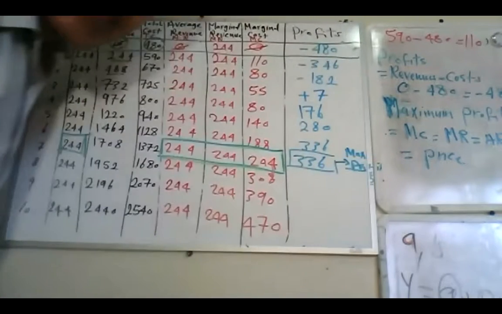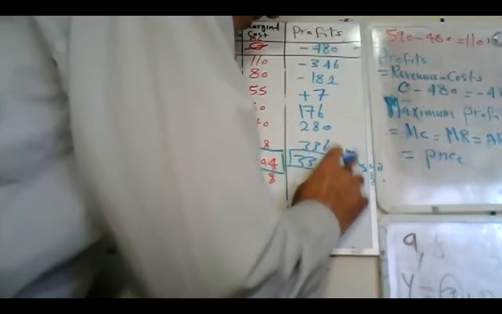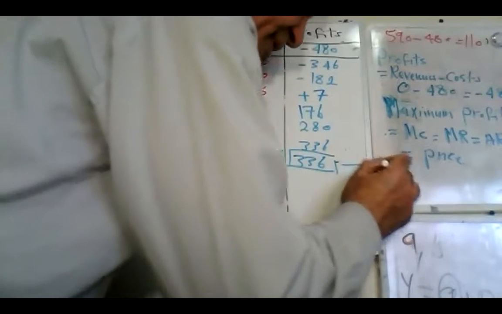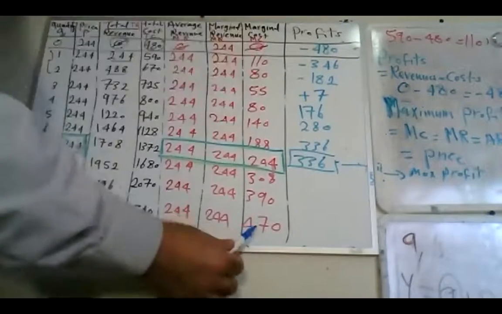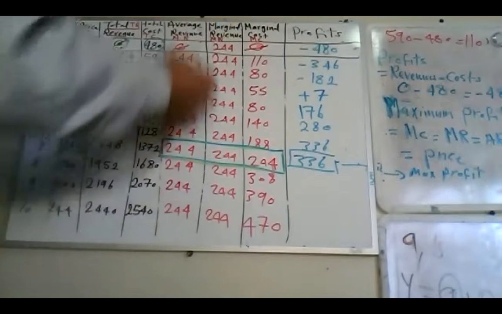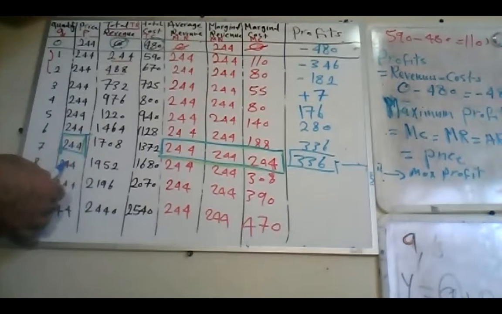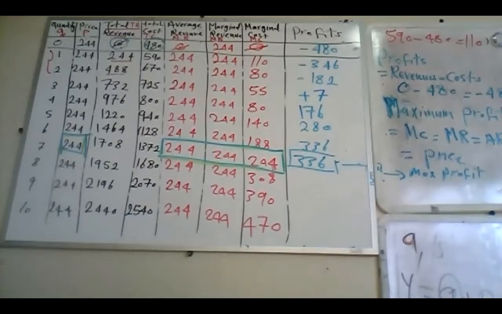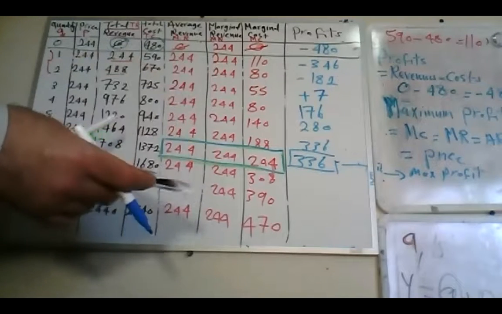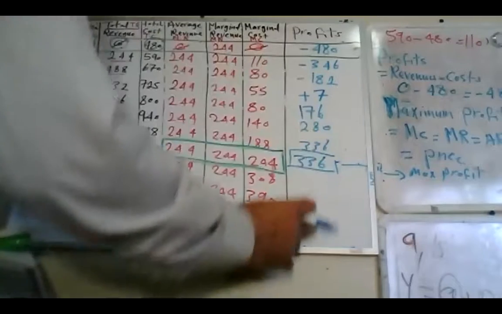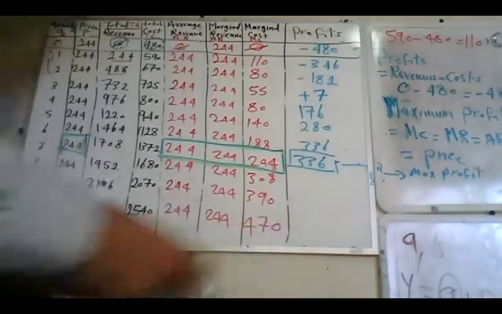This is the maximum profit at this point. Let me just write it big here like this: maximum profit. Why? Because at this point, the marginal cost equals the marginal revenues equals the average revenue, and equals also the selling price, which is 244. And then I will complete the schedule. You will notice after this point that the profits will go down. Look at this.